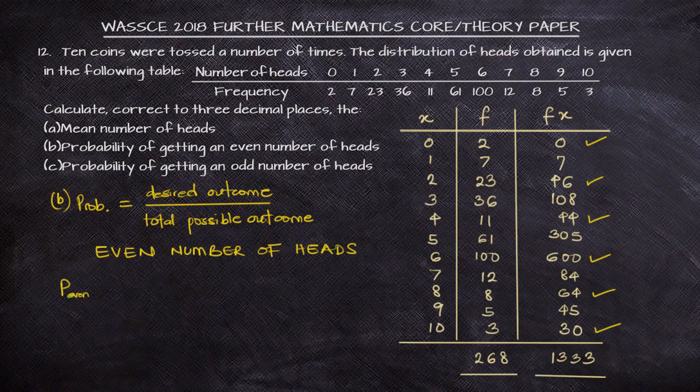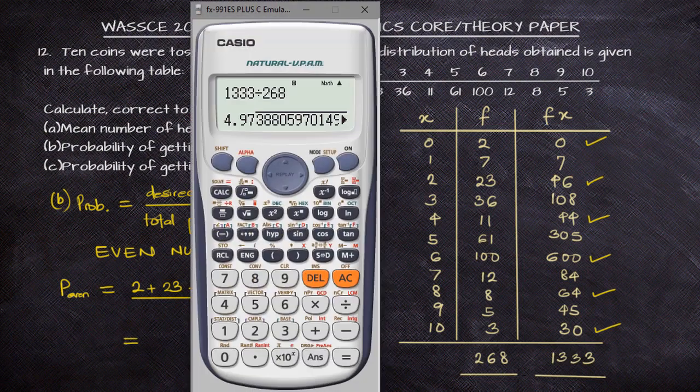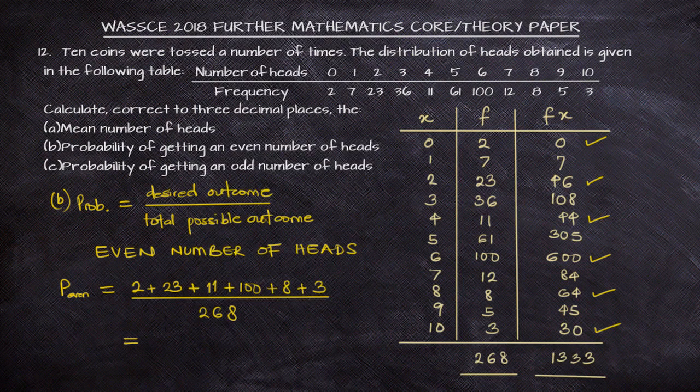So the probability of getting an even number of heads will be 2 plus 23, picking the frequency of the even numbers, plus 11, plus 100, plus 8, plus 3, all divided by the total number of frequencies here, which is 268. We can bring in our calculator to add this: 2 plus 23 plus 11 plus 100 plus 8 plus 3. So that will give us 147. We have 147 divided by 268.